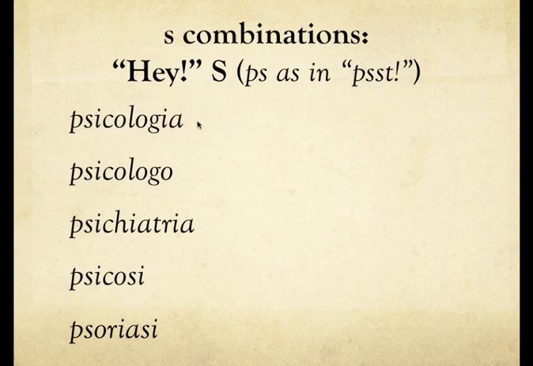This is psychology, psychologist, psychiatry, psychosis, and this one is psoriasis. You'll notice when I pronounce those words in English, I just start with an S sound. But in Italian, I'm going to pretend like I'm going psst and use a PS, psi. This is because these words derive from the Greek. The base is psyche, and that's where we get the English words as well. And in Italian, psyche would be pronounced with the PS.